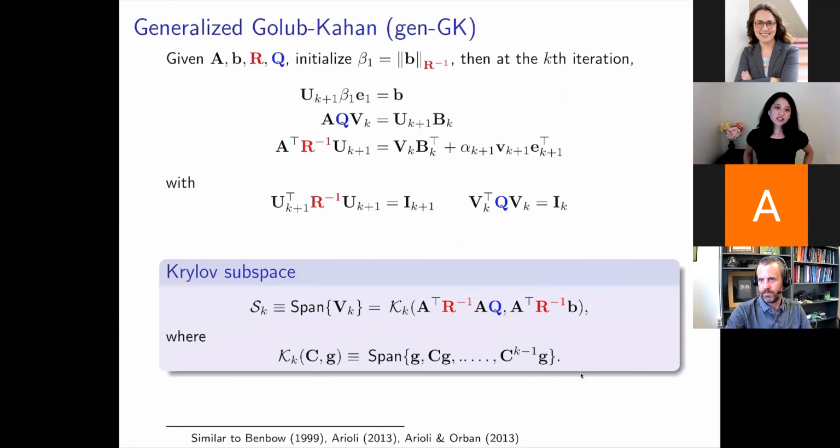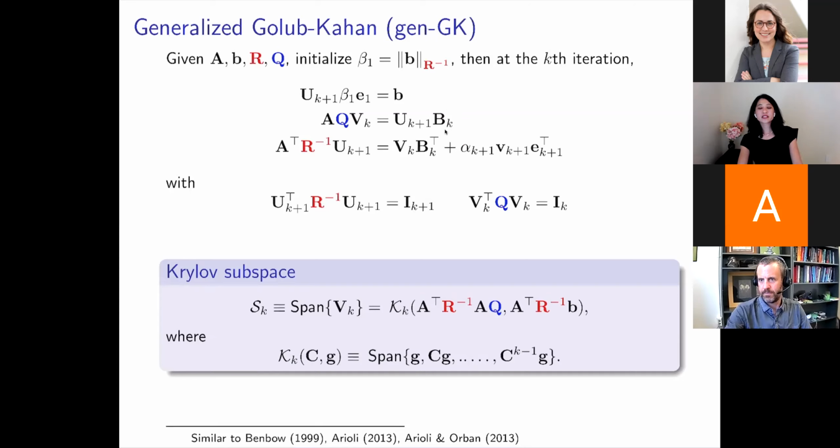This is based on something called the generalized Golub-Kahan method. It really is just a generalization of the standard Golub-Kahan diagonalization. The idea is that you're given your A, you have your right-hand side B in this case, and you have your R and your Q matrix. And so you build up your subspace: you build up your vectors in V, as well as your vectors in U sub k plus 1, as well as this bidiagonal matrix B sub k.